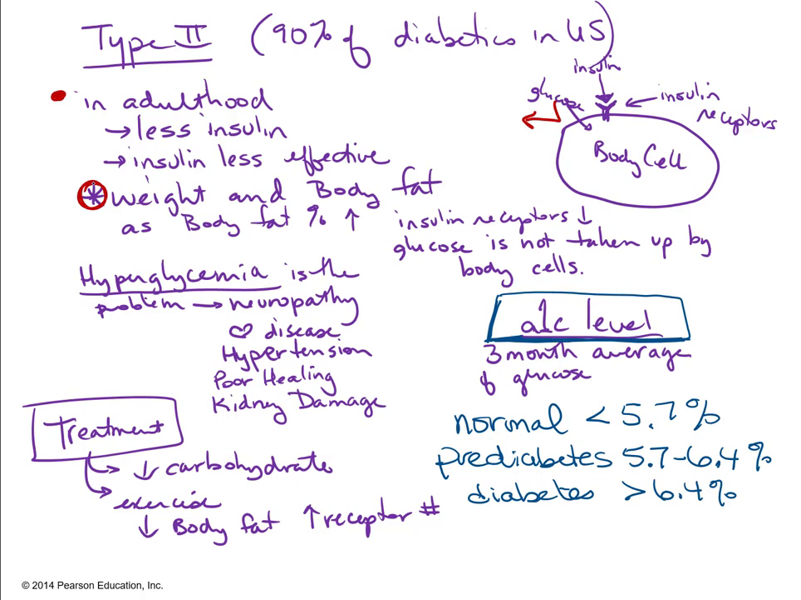So 80% of type 2 diabetics are overweight. And so when body fat goes up, insulin receptor numbers go down. It is almost like a way the body is trying to flip to burn more fat as a way of burning energy because of the higher body fat percentages. Some people that are overweight, even some people that are morbidly obese, are not type 2 diabetics. But if you're overweight, you're at higher risk of developing it. So just because you're overweight doesn't mean you're automatically a type 2 diabetic.